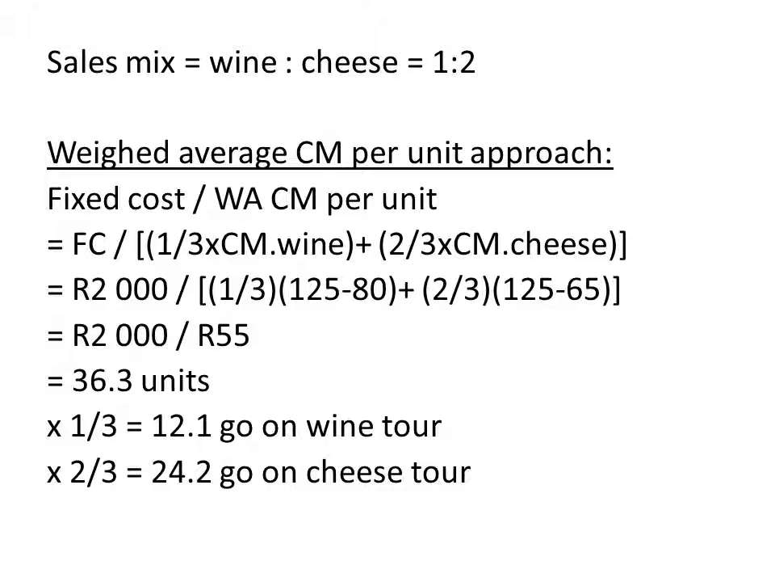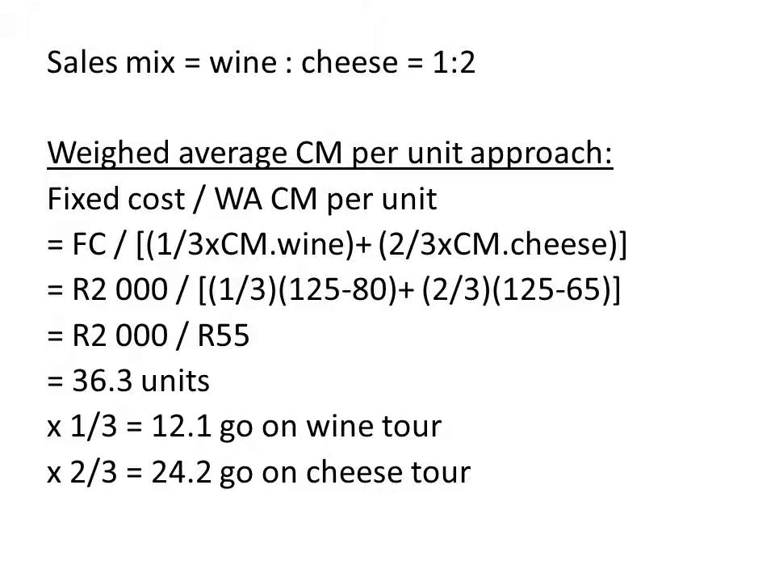So what is the weighted average contribution? The contribution for wine is 45 Rand. So the wine sales 125 per ticket, less the variable cost of 80 Rand. And for the cheese, it's the selling price or ticket price of 125 less the variable cost of 65. So that's a contribution of 60 Rand. So 45 and 60 Rand. To calculate the weighted average, we multiply it by 1/3 for the wine and 2/3 for the cheese.